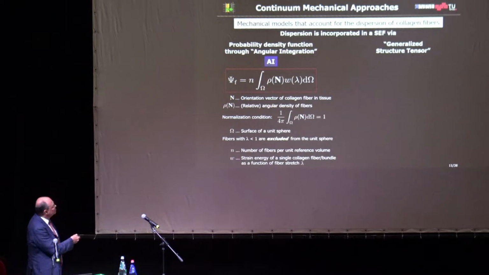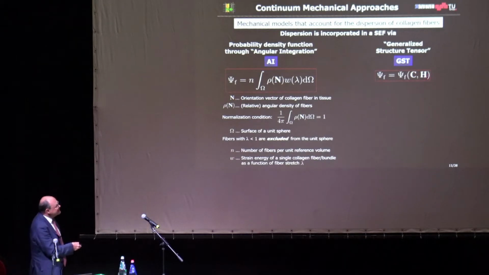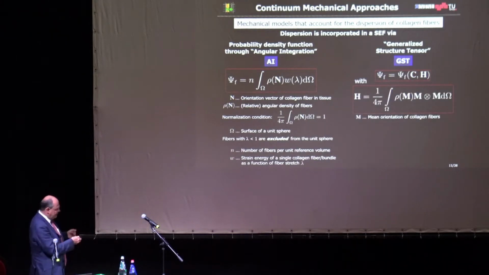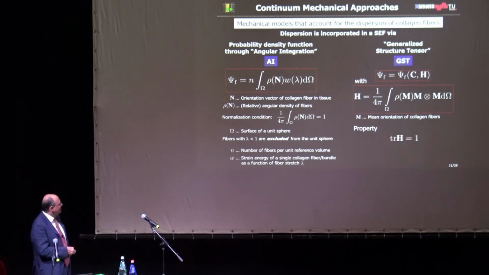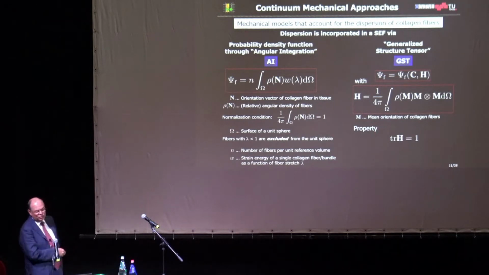And the second one is a generalized structure tensor. I call it GST, where you have the right Cauchy-Green tensor and some structure tensor H. And this structure tensor is described in this form, where M is the mean orientation of collagen fibers. Very simple form. And this has the property that the trace of this structure tensor is equal to 1. So this is a second approach which is very efficient, and as I mentioned, this is also implemented in Abaqus and several other software codes.